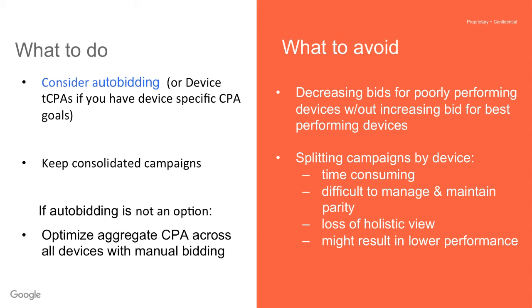As we mentioned, keep your campaigns consolidated, and keep away from splitting out device-specific campaigns. The reason is there are a number of disadvantages, including the fact that it's time-consuming to replicate these campaigns and manage them across multiple campaigns. It's difficult to manage and maintain parity. You lose that holistic view of your performance across all devices. And because of all these disadvantages and this loss of view across everything, it might result in lower performance. So those are all things to consider before you jump into the world of device bid adjustments.